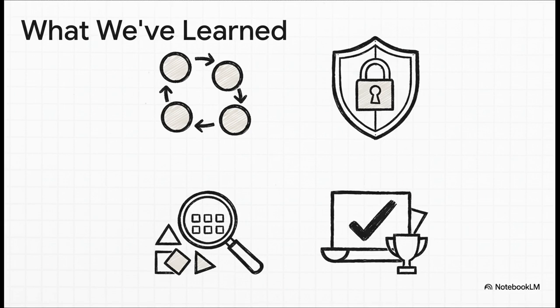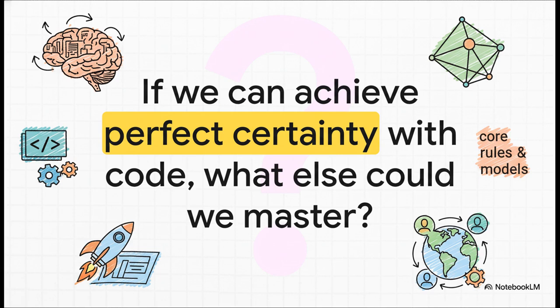And that brings us to a final, really powerful question. This method, modeling a system, finding its unbreakable rules, and then proving its behavior, it's one of the most powerful tools for thinking ever invented. We've seen how it can give us perfect certainty with code. So what else is out there? What other complex systems, from biological networks to global economics, could we finally begin to truly understand, and maybe even master, if we applied this same rigorous way of thinking?